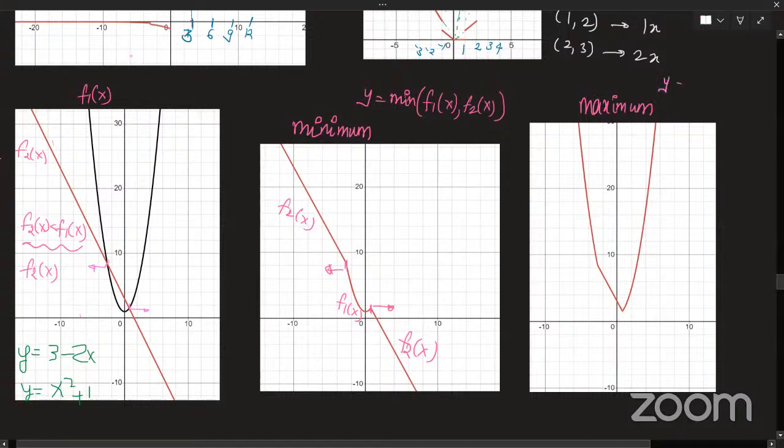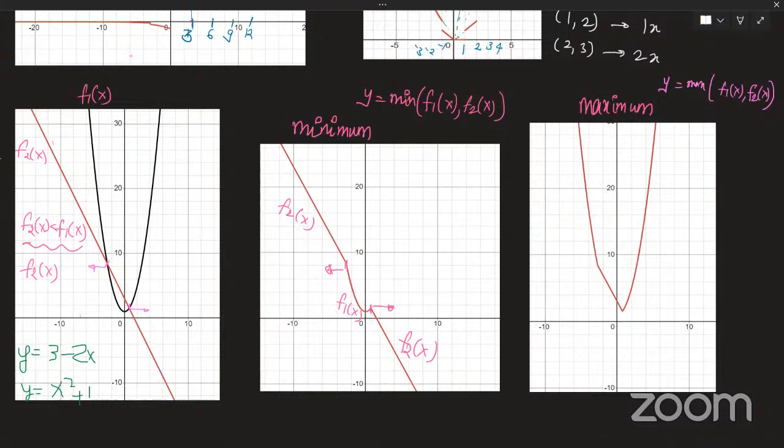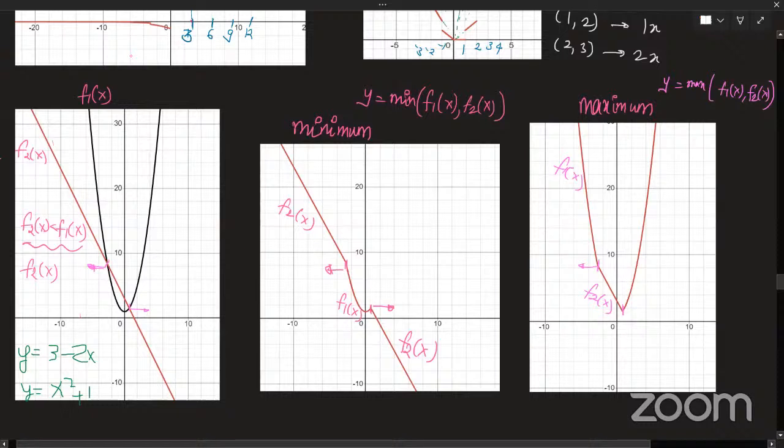Similarly, we have a maximum function. Y is equal to maximum of f1 of x comma f2 of x. So what it is doing is checking. To the left of this intersection point, my black curve is higher. So it will give me f1 of x to the left of this intersection point. Between these two intersection points, which is the higher value? The red curve is the higher value, so it will give me f2 of x. And to the right of this intersection point, again, f1 of x is the higher value. So it will give me the maximum value, right?